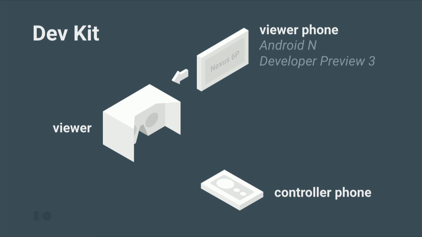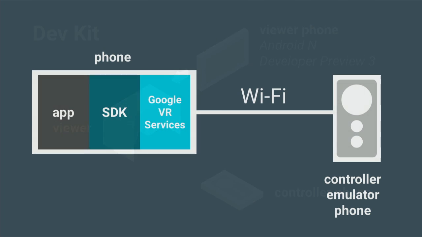Instead of a real controller, you can use a secondary phone as a controller emulator. So you need one viewer, and you need two phones. From the perspective of development, not much changes. You might be worried, oh, do I have to write code especially for the emulator, and then will I have to change everything? No, because the Google VR Services deals with the code that actually speaks to the controller. So in terms of SDK, it's the same thing. You don't have to worry about whether or not you're using the emulator or a real controller.